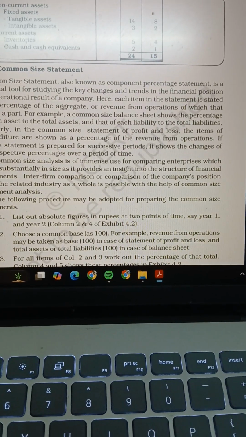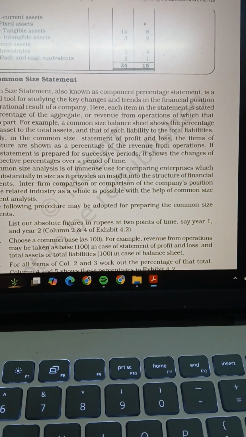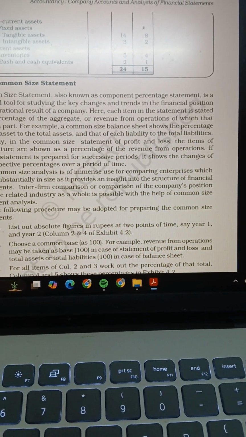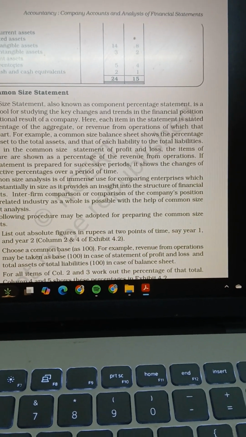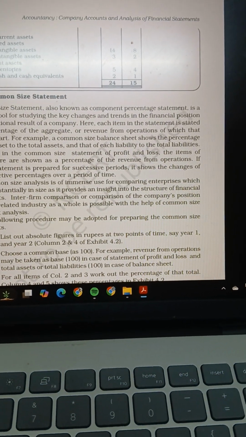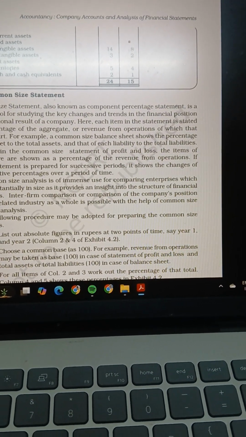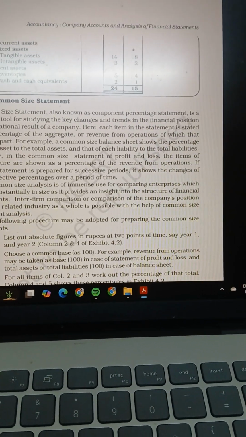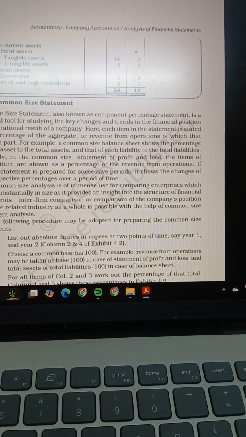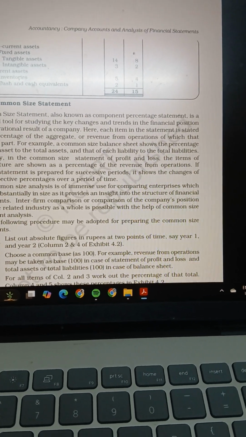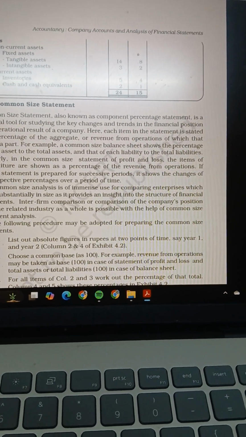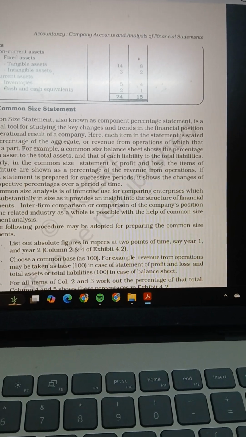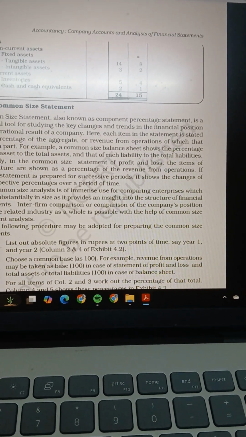Common size statement is also known as component percentage statement and is a financial tool for studying the key changes and trends in the financial position and operational result of a company. The specific feature of this one is each item in the statement is stated as a percentage of the aggregate or revenues from operations of which that item becomes a part.